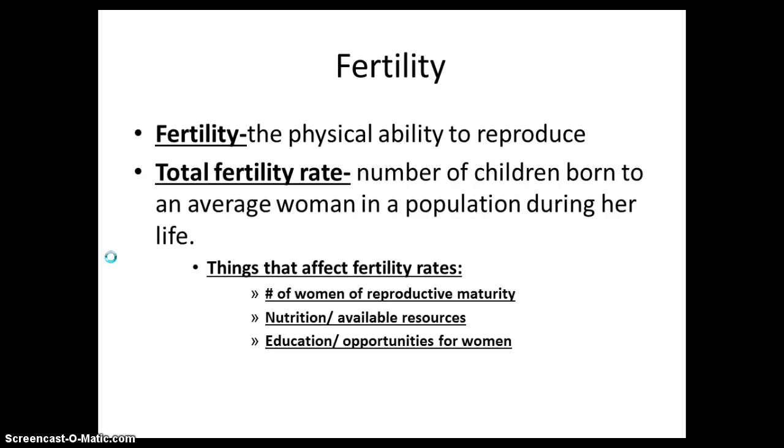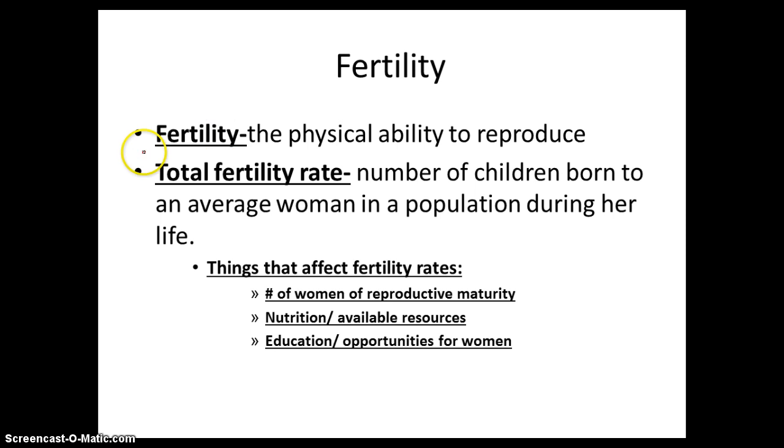So, of the demographics, the first one we're going to discuss is fertility, and fertility is simply the physical ability to reproduce. And so what we find is that humans become fertile right after puberty, so in their teenage years. Women are fertile through about 40 or 50 years of age, and then they go through menopause. They are no longer physically able to have children. However, men are fertile throughout their whole lives.